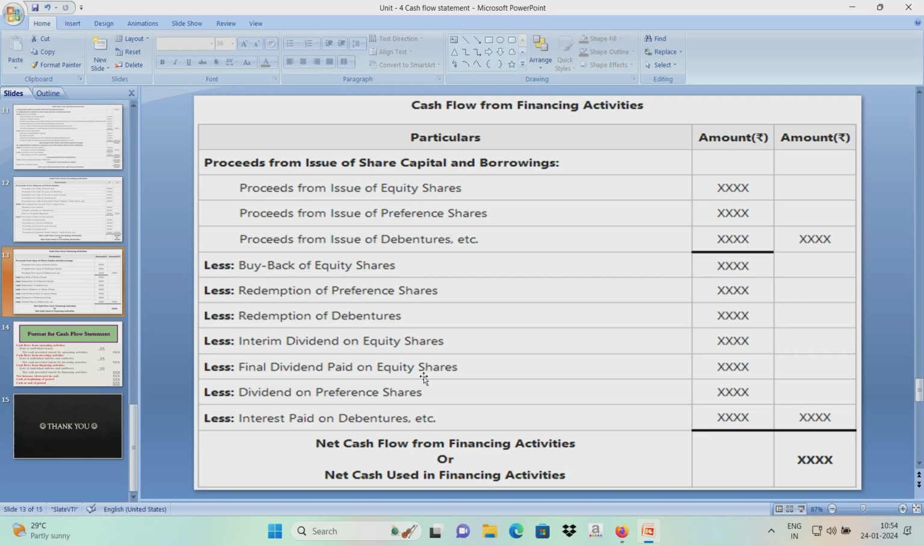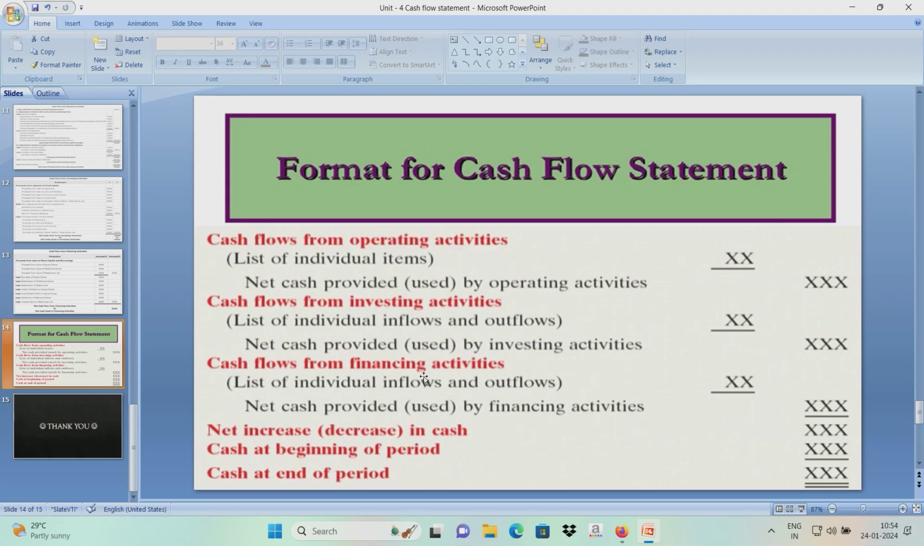So all these things we have to subtract to ascertain our financing activity. Here also, if it is a positive figure, it is cash flow from financing activity. If it is negative, it is called cash used in financing activity. So these are the ways to find out the operating, investing and financing activity. And next, from these three activities we need to find out the cash at the end of the period. So this is the format to prepare the cash flow statement.